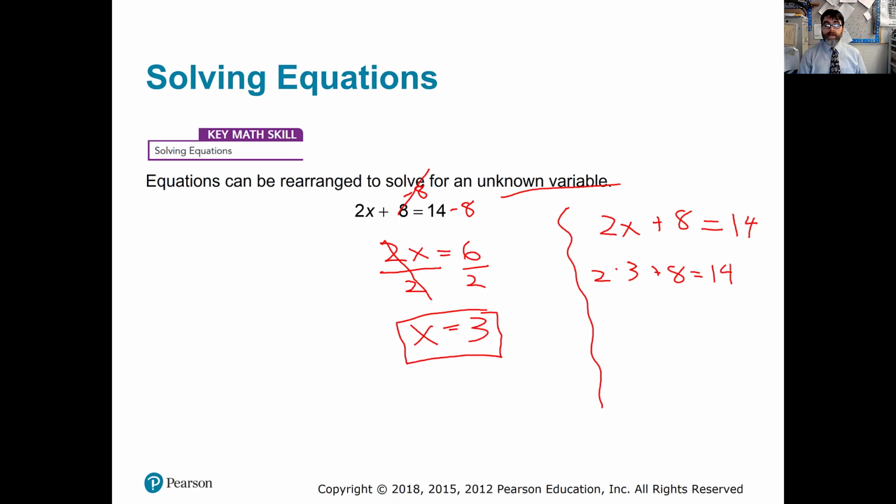Now, some of you may be able to jump ahead in your head, but I'm going to go ahead and baby step it here. So 2 times 3 is 6, plus 8 is equal to 14. And 6 plus 8 is 14. So 14 is equal to 14. Therefore, and this little three-dot thing is the math symbol for therefore, x is equal to 3. We have checked our answer. We are sure that is correct.